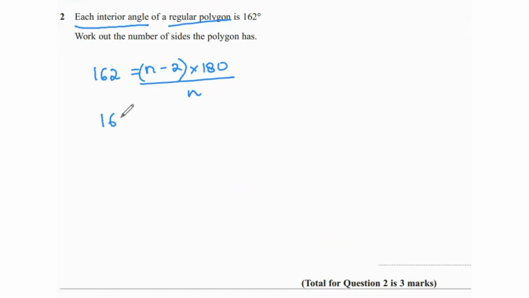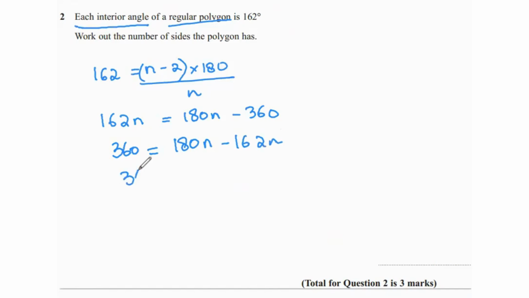So we cross multiply. 162n equals to 180n minus 360. Expand the bracket. Collect the like terms on each side. I move the 360 on the other side to make it positive. 360 equals to 180 minus 162, which is 18n. Then 360 divided by 18, which is equal to 20. So this polygon has 20 sides.